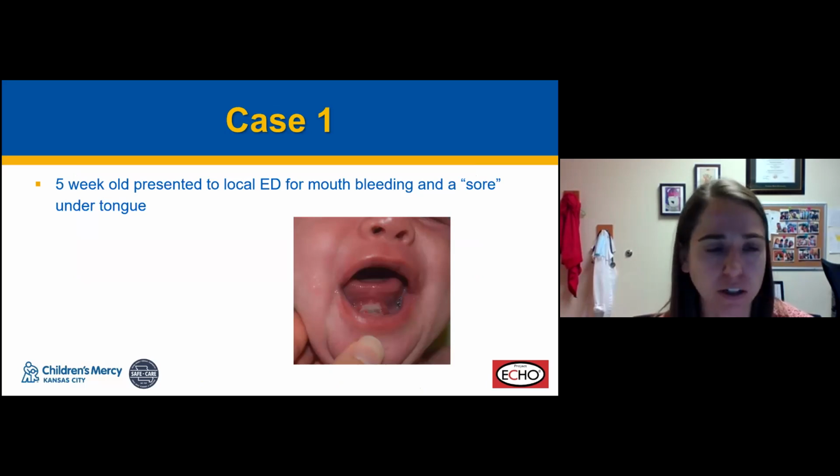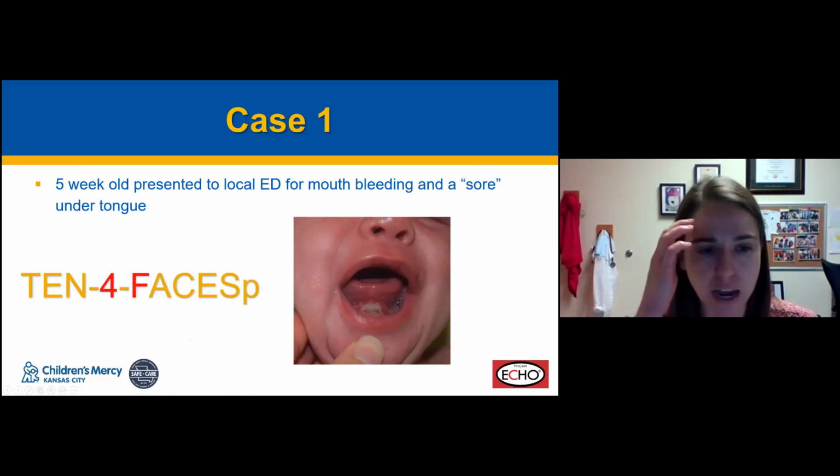And the ER provider, when they call you, says, you know, the kiddo looks great now. There's no bleeding. But when I look in their mouth, there's this finding, and I'm worried it might be an injury or maybe it's an infection. I'm not exactly sure what it is. And so this is the finding. This is a frenulum tear.